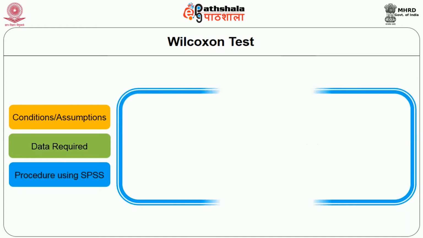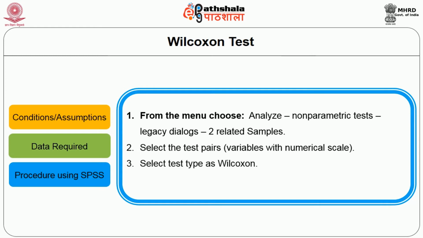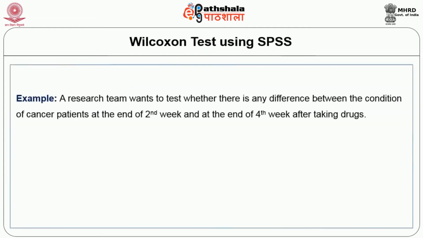Regarding the procedure using SPSS, from the menu, choose Analyze, Non-Parametric Test, Legacy Dialogs, two related samples, and select the test pairs which have to be tested. Select the test type as Wilcoxon, then click OK. Let us now practically see Wilcoxon test using SPSS, and we will be using the same data file.